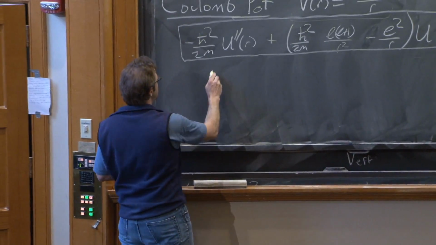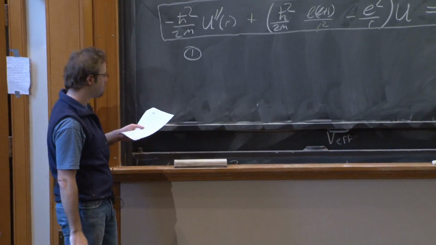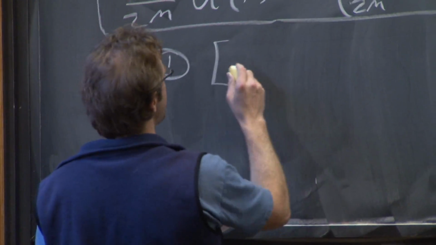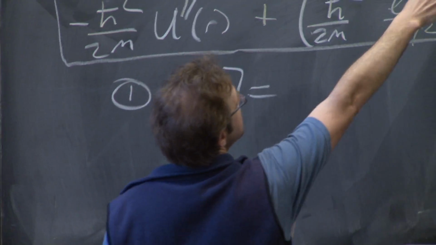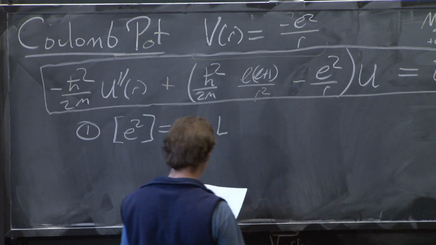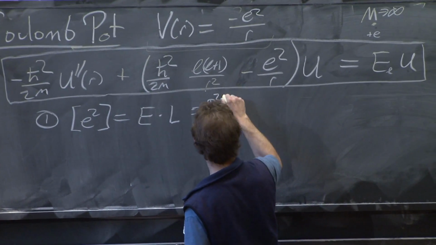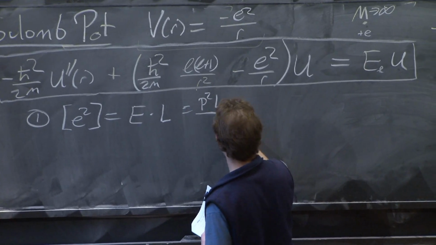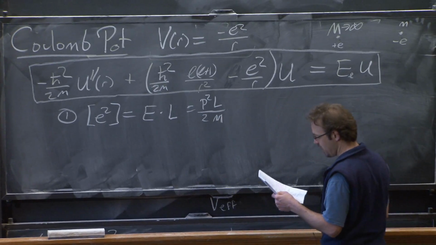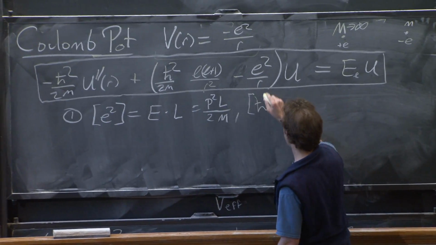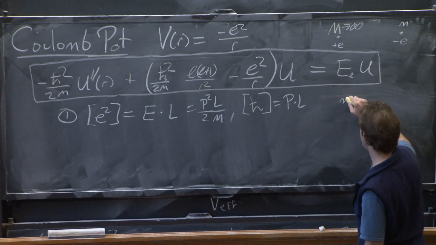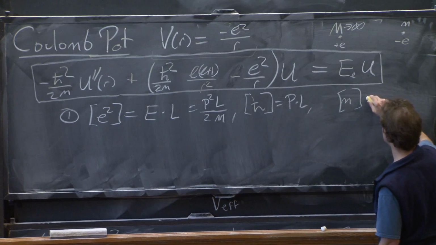So the first thing you should do, anytime you're solving an interesting problem, is do dimensional analysis. If you do dimensional analysis, the units of e squared, well, this is easy: e squared must be an energy times a length, also known as p squared over 2m, momentum squared over 2 times the mass, times the length. It's useful to put things in terms of mass, momentum, and lengths because you can cancel them out. h bar has units of p times L. And what's the only other parameter we have? We have the mass, which has units of mass.